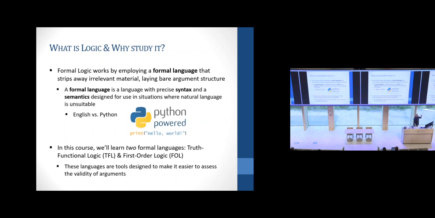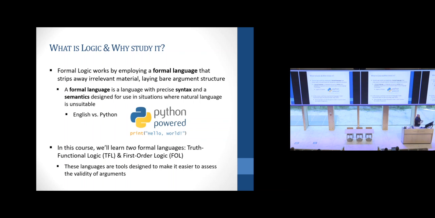So what we're going to do in this course is learn two formal languages. We're going to start off by learning what we'll call truth functional logic. And then we're going to use that as a springboard to get to what we'll call first order logic, or TFL and FOL. Together, they're often thought of as something like classical logic.